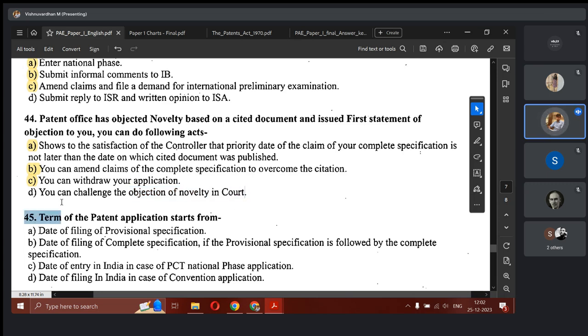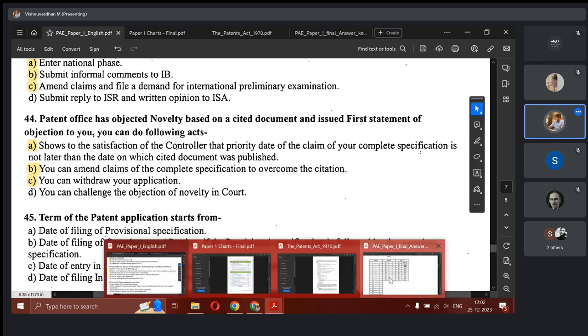Okay. So again, this is ambiguous. At what point are they talking about the challenge? Because if they don't allow it, of course you can go to court and challenge it. But at what point are they talking about? So when he's issued the first statement of objection, you can't challenge the objection in the court. You'll still have to respond to it within 6 months. So I think D is wrong. Answer has to be A, B, and C. So the thing in this section is you will get the correct answers. The question is, will you get all the correct answers? Okay. So 44 has to be A, B, C. What does he put?